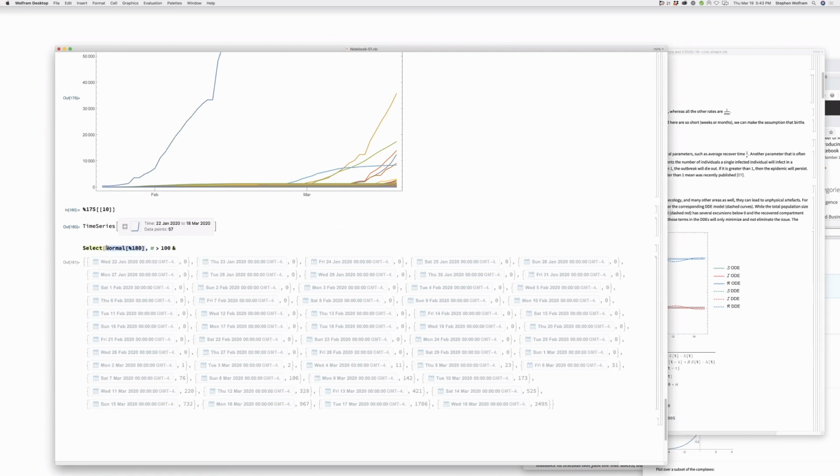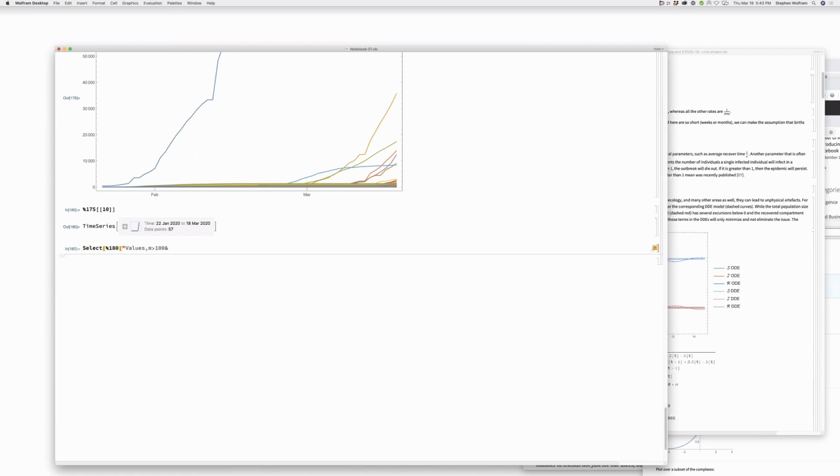What are you suggesting? Well, we know... Oh, I see. I see what you're saying. Since we don't care which country this is, we're just trying to get the raw data and compare them. You're just saying we could just take %180 of values, and that will just give us the values, right? Because we know the data are every day, and they all begin on the same date. Right. So then we just want to say hash greater than 0, right? And then hash greater than 100 probably.